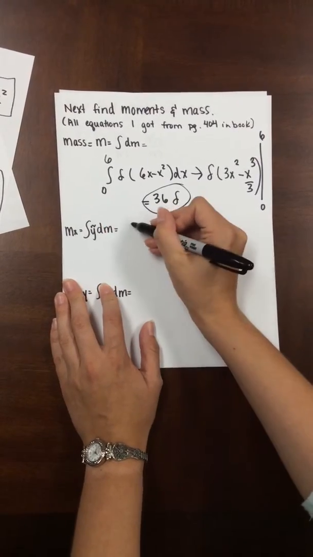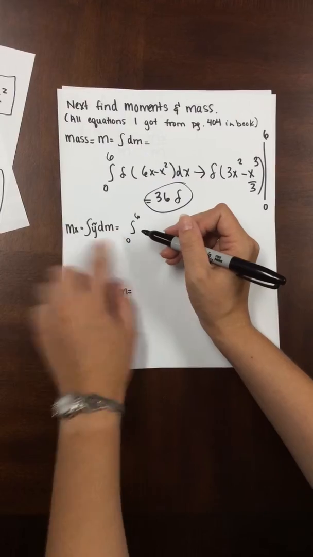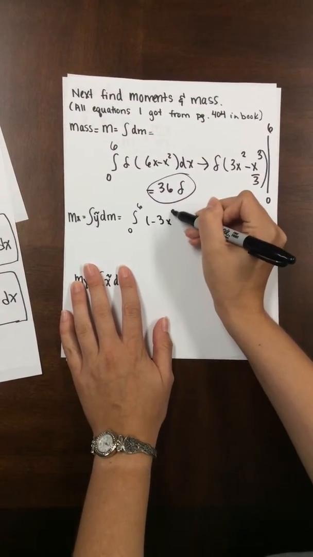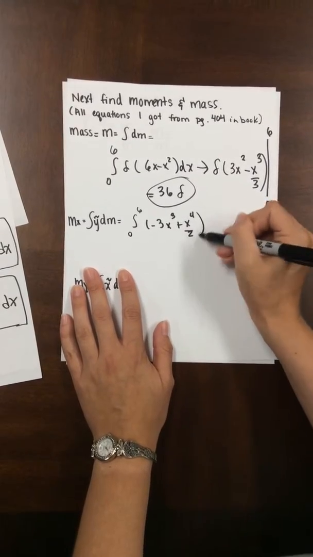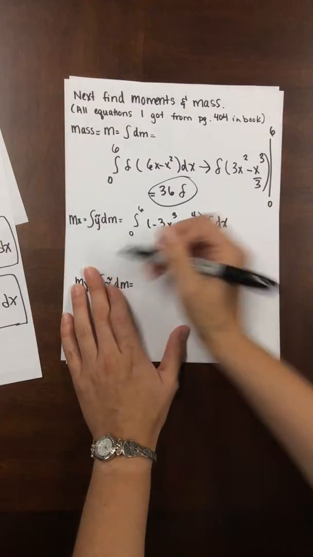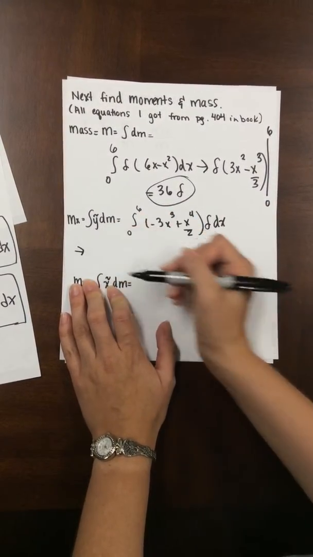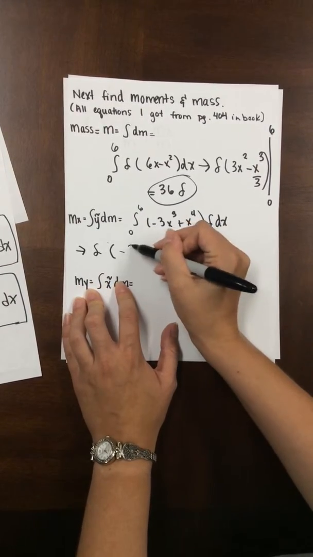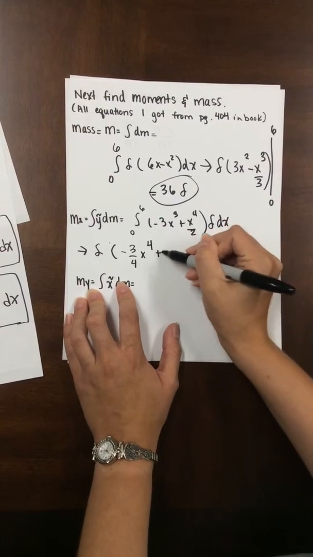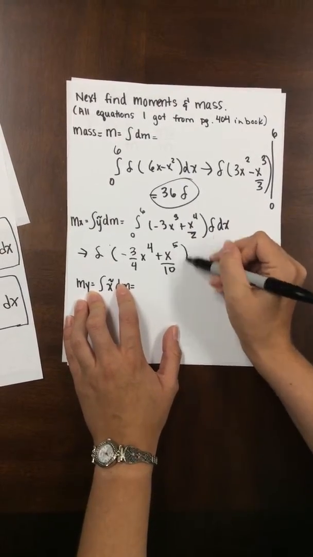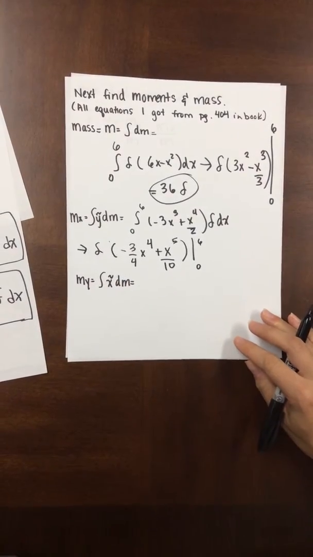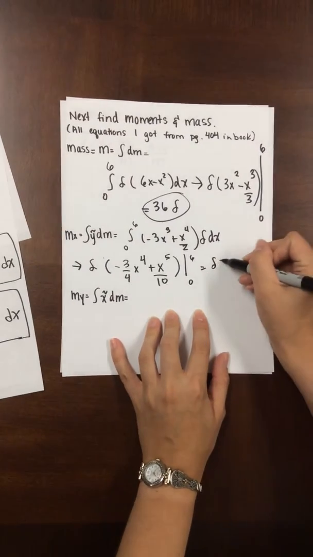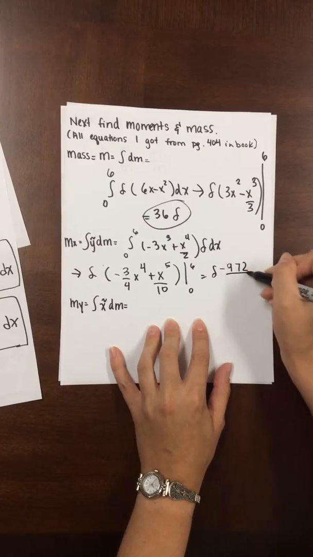So we take the integral from 6 to 0. Remember that y dm we solved for right here, taking the integral of this. So it's minus 3x to the third plus x to the fourth all over 2 delta dx. When I integrate that and simplify all my terms, I get delta times minus 3/4 x to the fourth plus x to the fifth all over 10, again from 6 to 0. When I integrate and evaluate the integral, I get delta times minus 972 fifths.